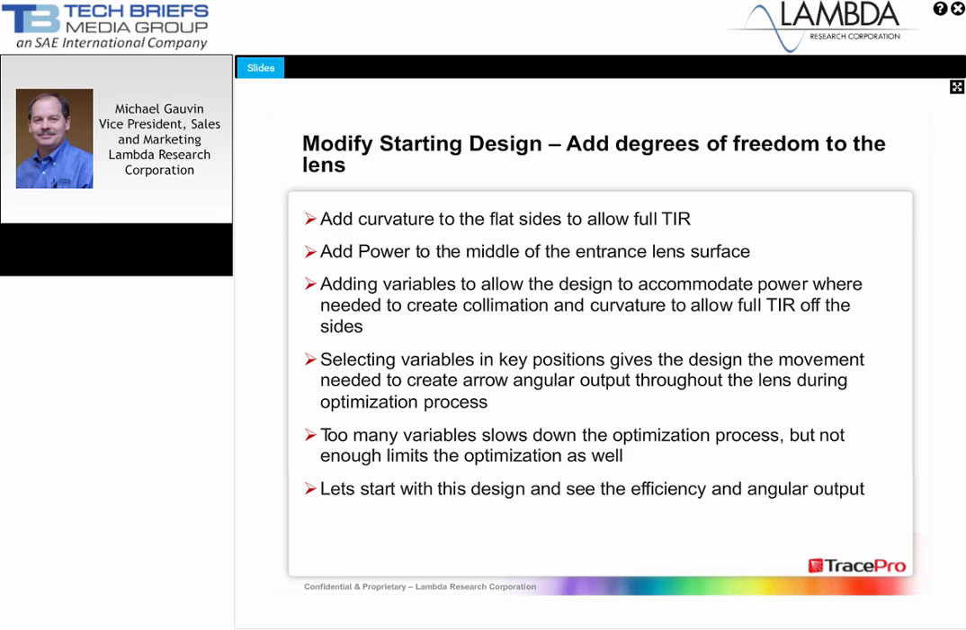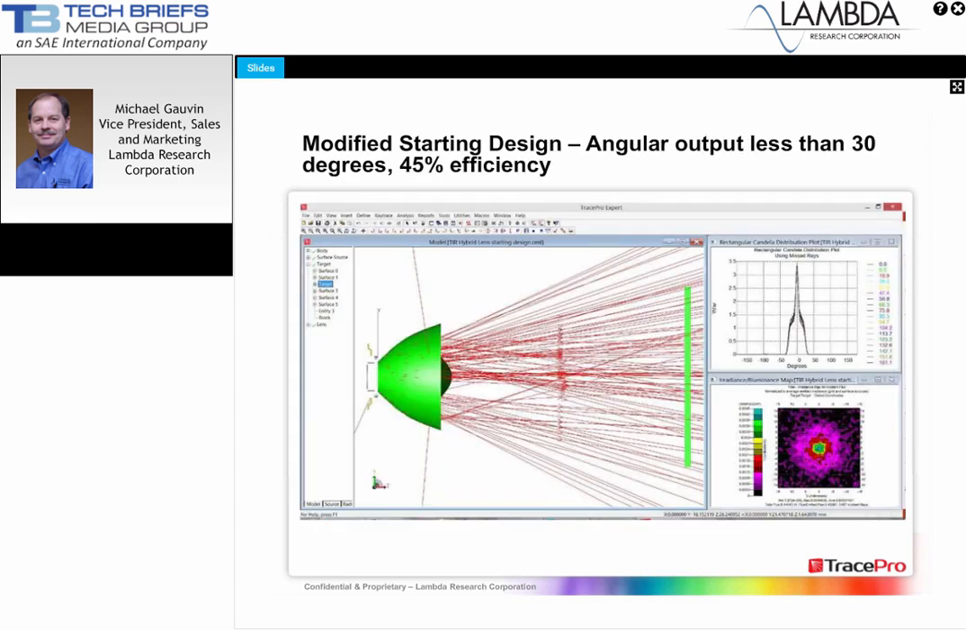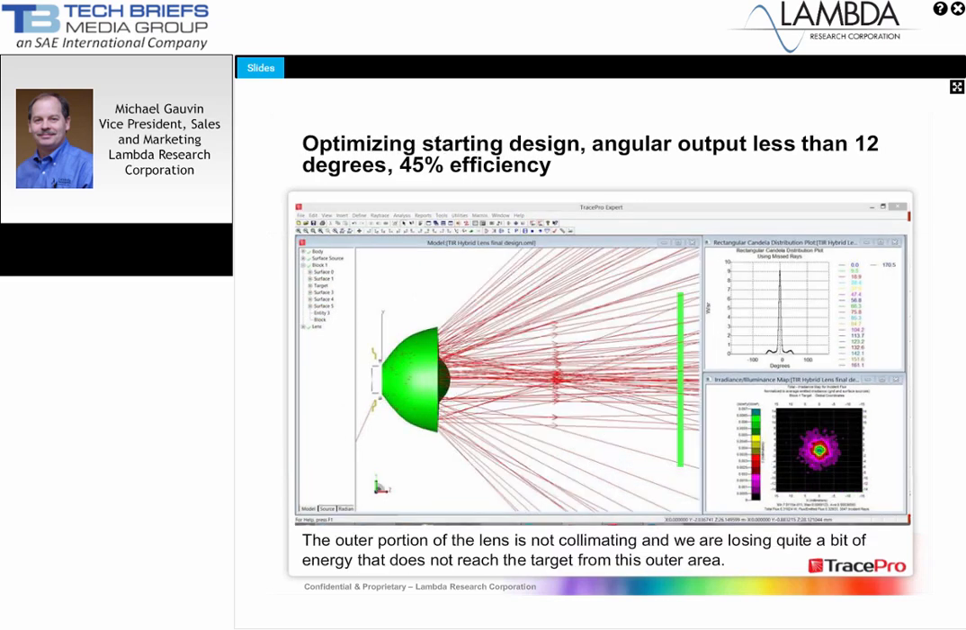So now that we've added the degrees of freedom and I've listed all the things that we've done here with that starting design, we can look at some output from that design. If we do a full ray trace from the LED specifying the Lambertian angular output, we see that we get an angular output around plus or minus 30 degrees, with an efficiency of about 45%. What's nice about doing the interactive ray tracing to start with a simple set of rays is to make sure you're in the ballpark. And we are here. We're getting close to what we're trying for in terms of our specification.